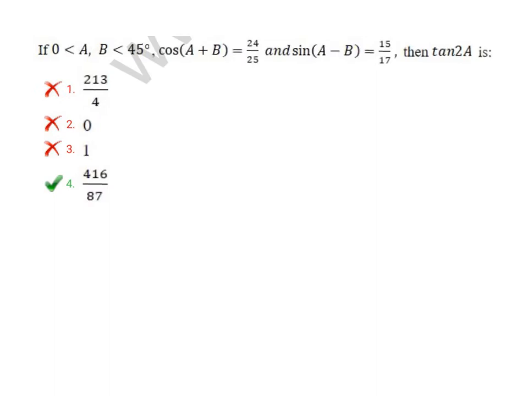Next. If a is greater than 0, b is less than 45. Cos of a plus b is given and sin of a minus b is given and tan 2a. So first draw the triangle here. This is 24, 25, this is a plus b, and this becomes 7 because we know the triplet. Here this is 15, then 17, so 8, 15, 17. From both of them I am finding tan of a plus b.